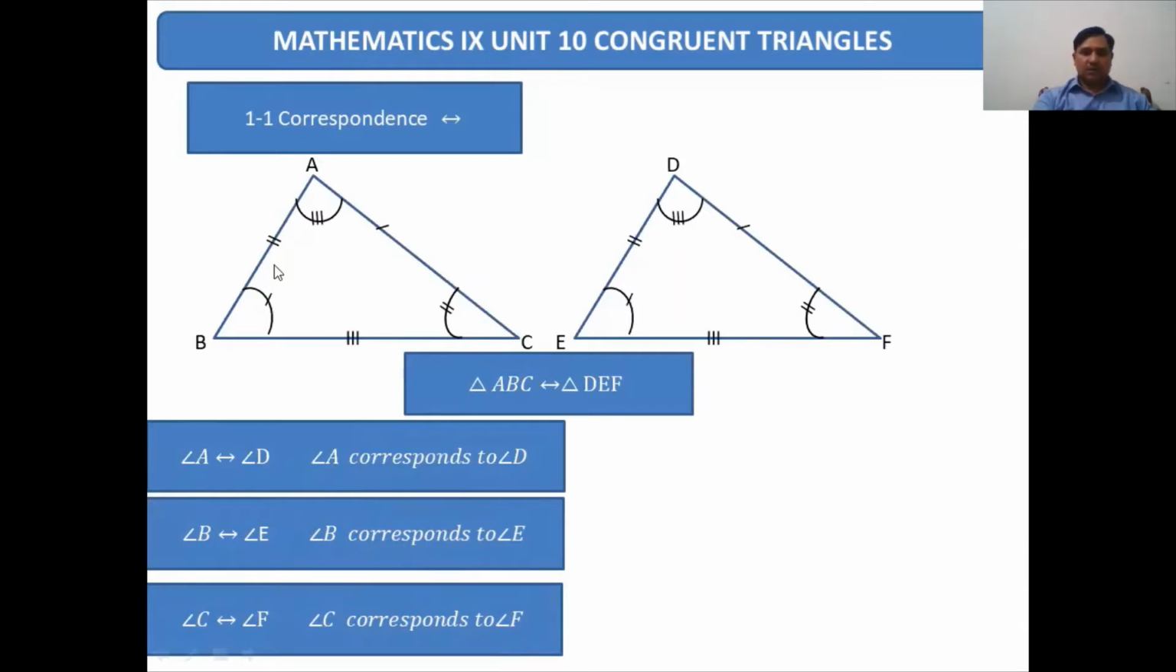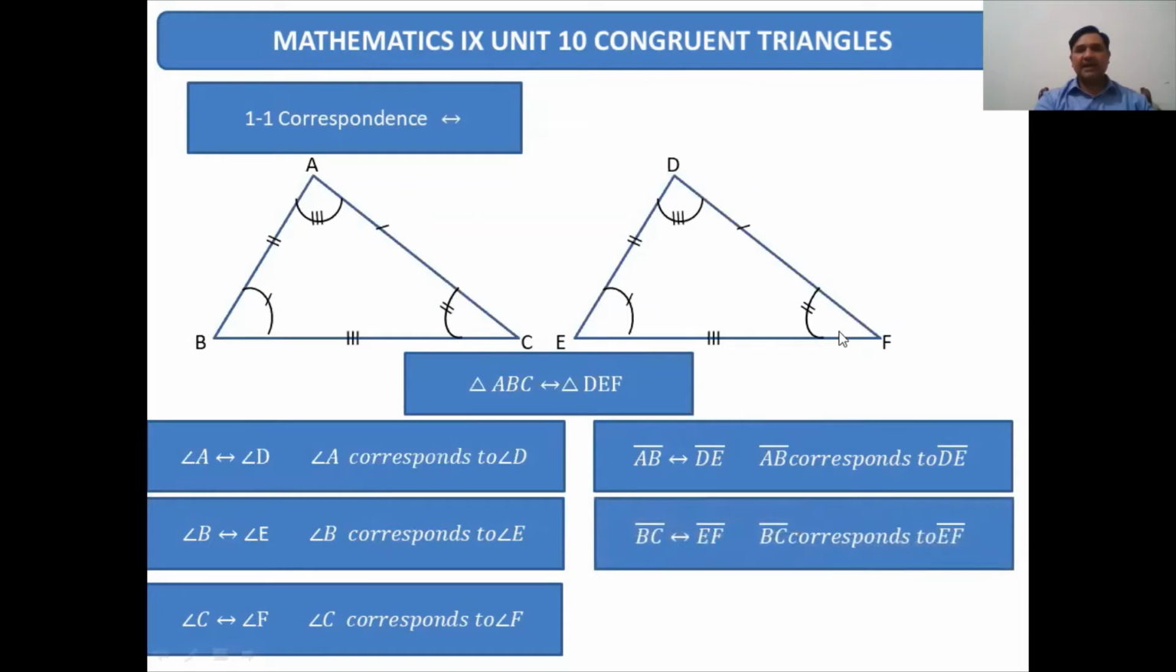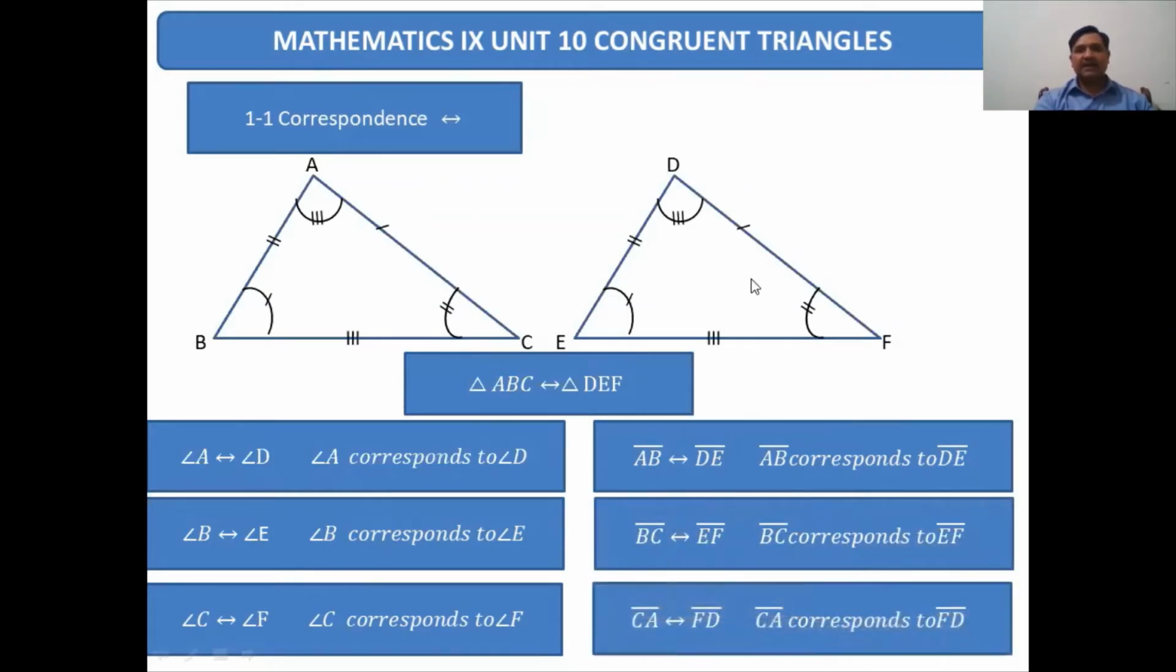Now sides, side AB corresponds to side DE, and side BC corresponds to side EF, and side CA corresponds to side FD. If the corresponding angles and the corresponding sides of one triangle are equivalent to the second triangle, then we say that two triangles are congruent.